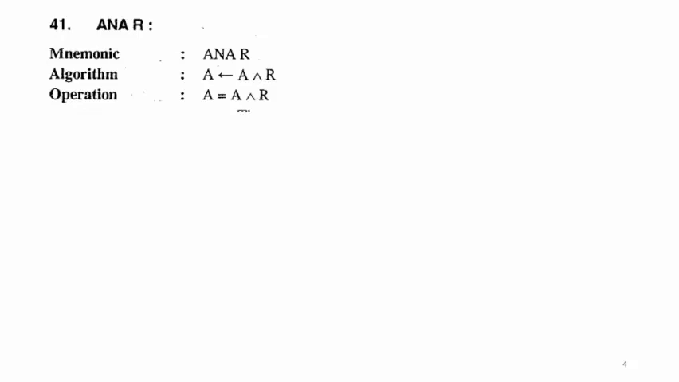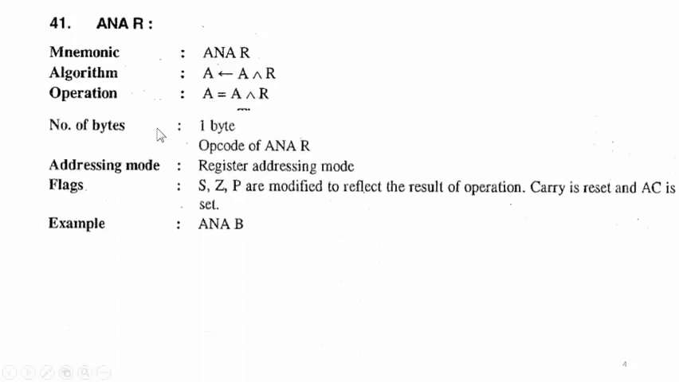The first instruction, ANA R. As I said, the operation of this ANA R instruction is that the accumulator content gets ANDed with the specified register content, and the result we get in the accumulator.